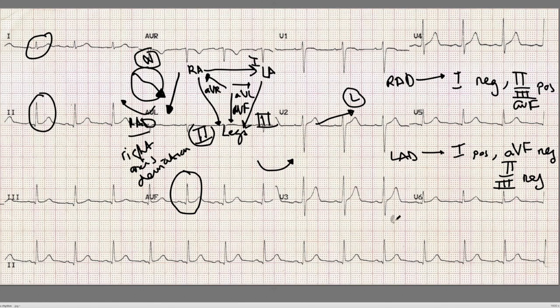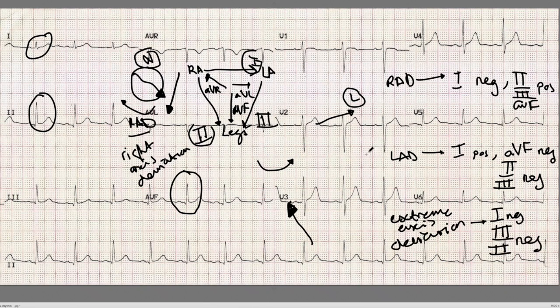And then we finally have extreme axis deviation. In this case, this arrow that we talked about earlier now goes up all the way to something like that. In which case, lead 1 is going to be negative, and AVF, which normally points downwards, and leads 2 and 3 are all negative. Now once again, as I mentioned, there are other ways of establishing axis, but this is the one that I normally use.